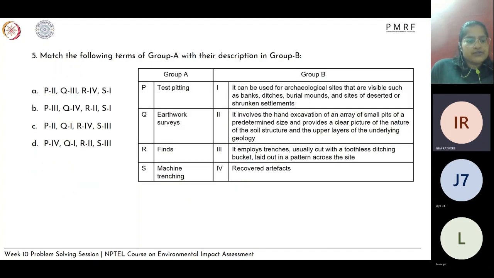So moving on to question 5. Match the following terms of group A with a description in group B. So we have the different field-based survey techniques and their description in group B relating to cultural heritage. So you need to match the terms of group A with their description in group B.